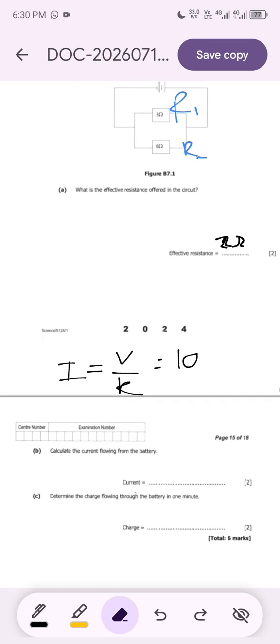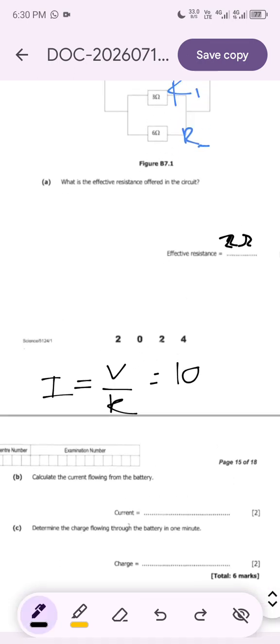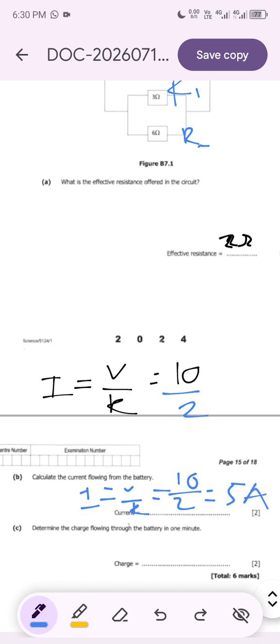And then how about resistance? What is resistance? We have calculated the 2 ohms. So current flowing through the battery is equal to voltage over resistance. And then basically voltage is 10 volts divided by 2, and that's basically 5 ampere, because current is measured in ampere. So 5A.